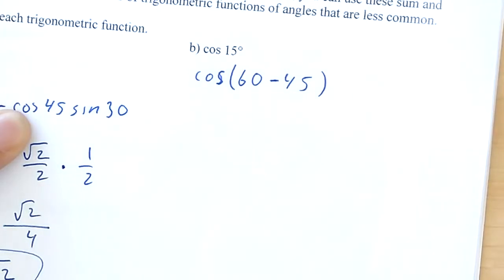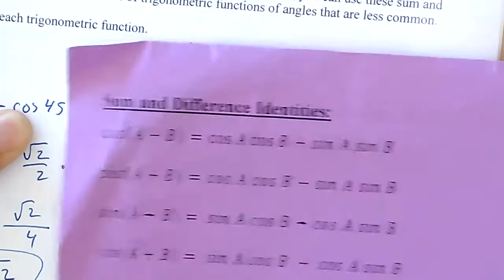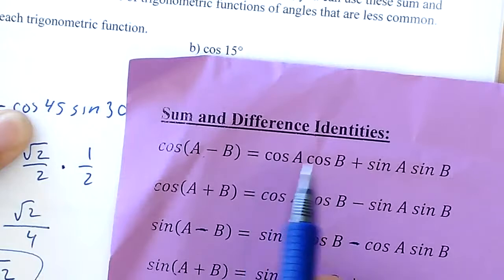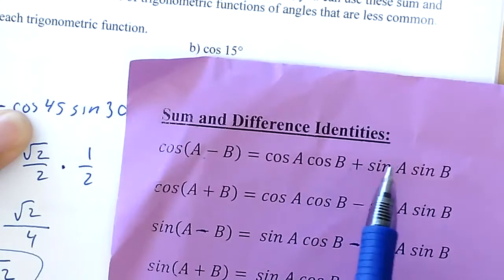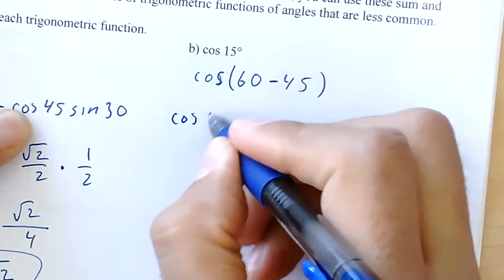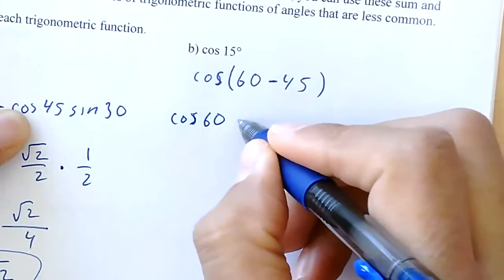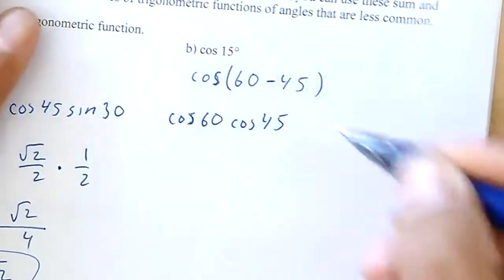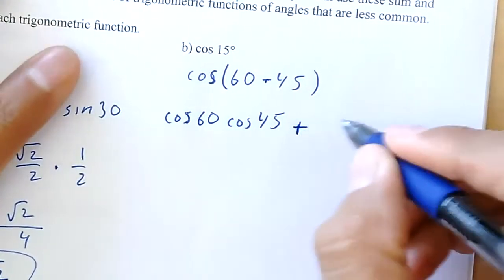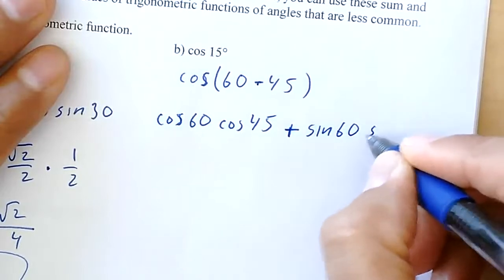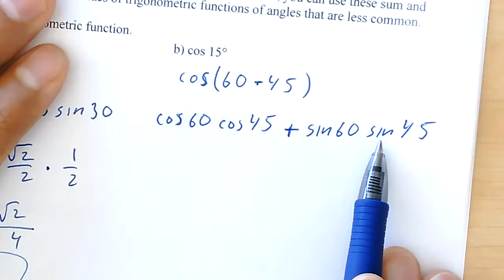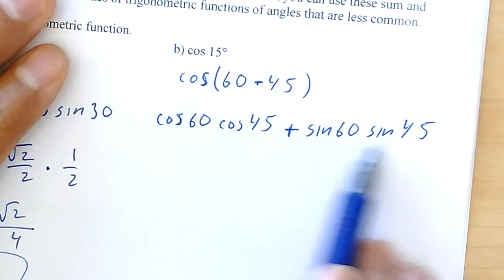So this is cosine of A minus B. I'm going to follow this pattern: cosine, cosine, plus sine, sine. Cosine of 60, cosine of 45. Now, because this is a minus, for the cosine it will change: sine, sine. Cosine, cosine, sine, sine. So from there to there, using my identity.